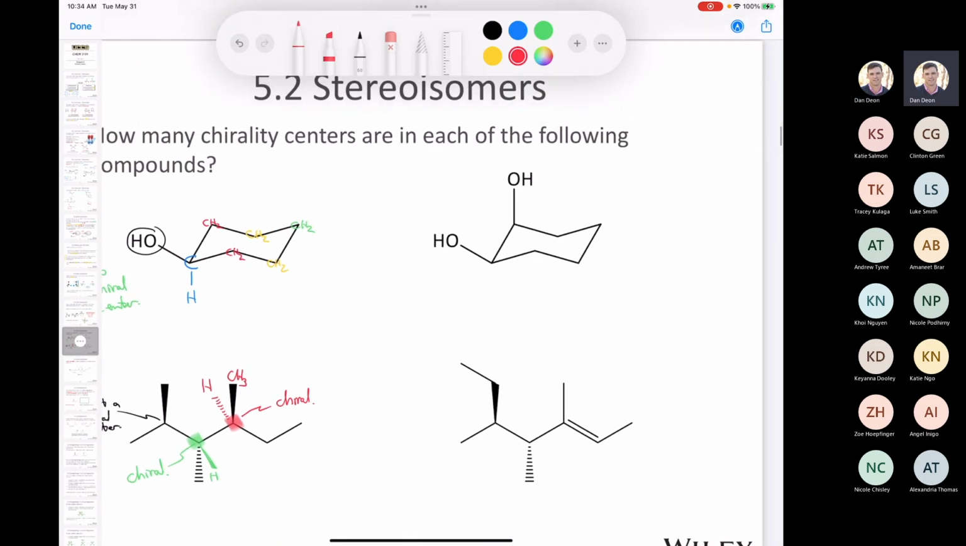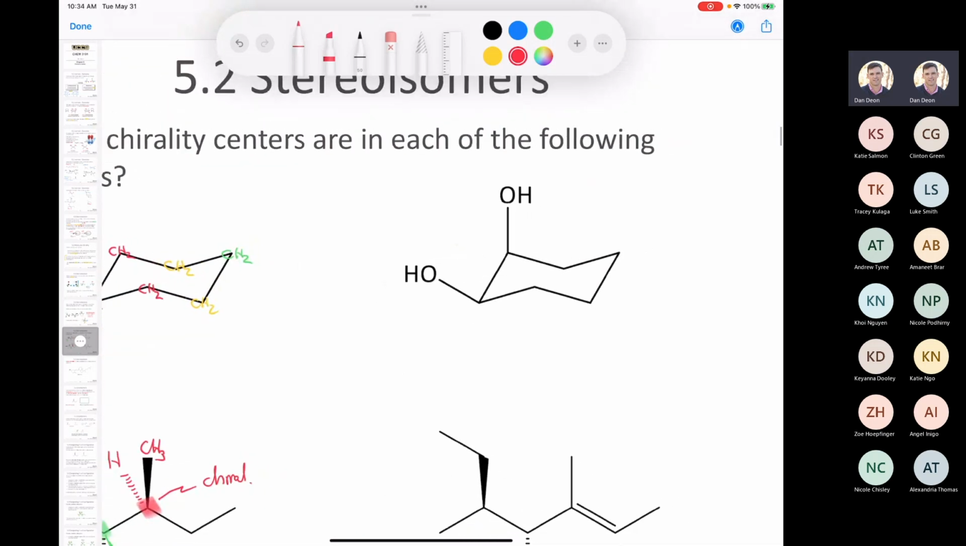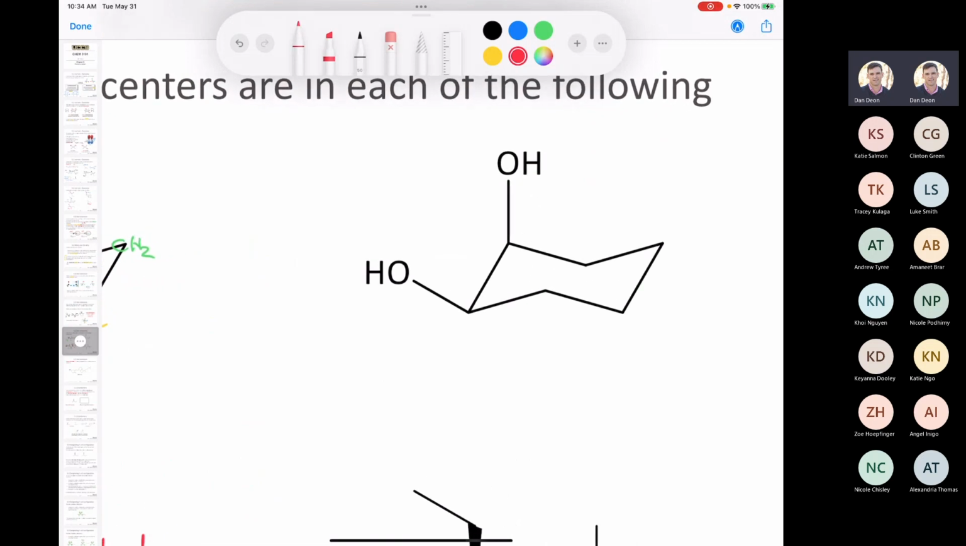Let's try another one. Maybe we'll just try one more, then we'll move on. What about this guy here? I'm going to help you with this one. Well, maybe I'll ask my students first. Let's say, I'll just ask you, in this molecule, are there any chiral centers? Yes or no? Yeah. All right. Somebody says, yes, there's 2 of them.